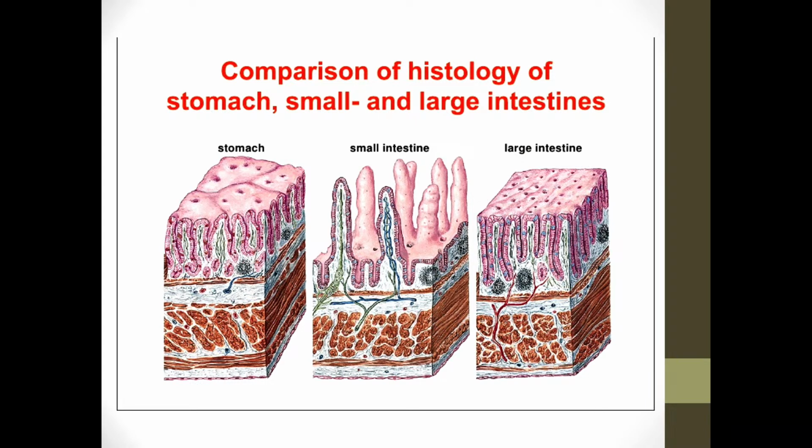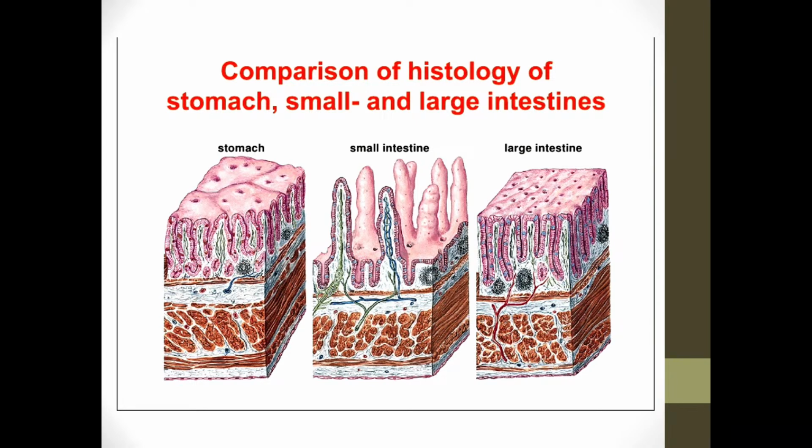Then in the small intestine, of course, not the pits, but here are projections. So what are these projections? Villi. And from the basal part of the villi start the glands.